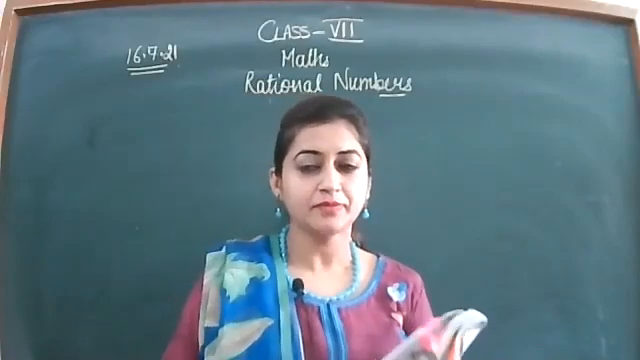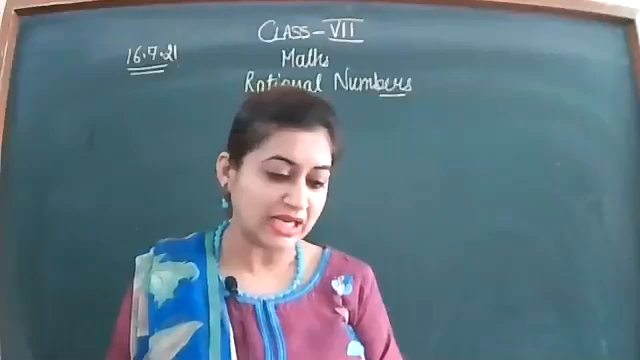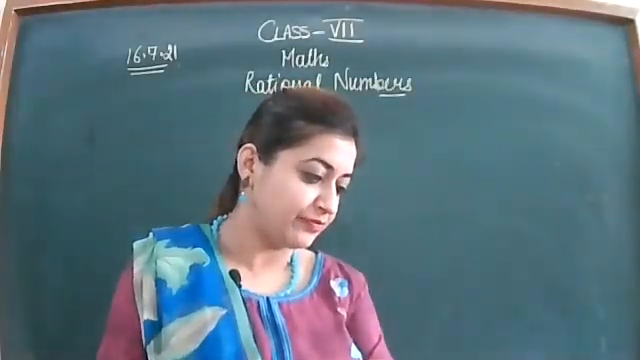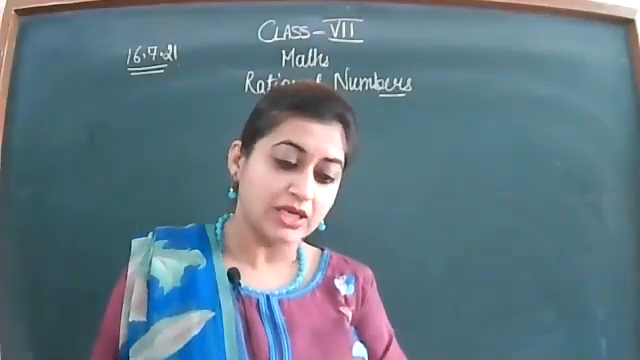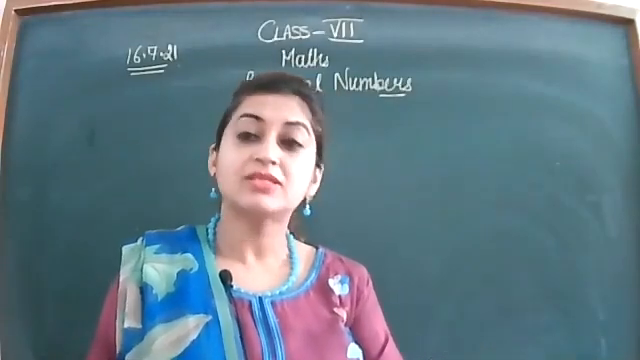Okay. So beta, yesterday we had discussed equivalent rational numbers, and positive rational numbers and negative rational numbers. Now let's start with the new thing, that is the standard form.